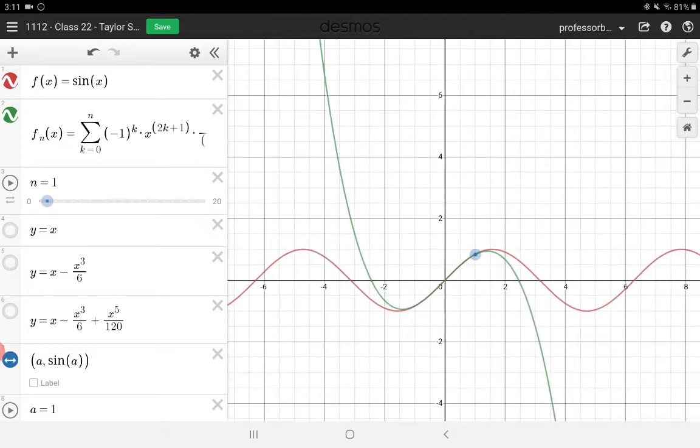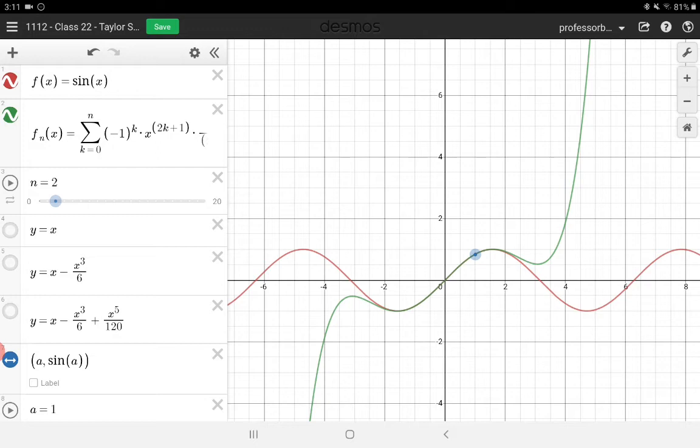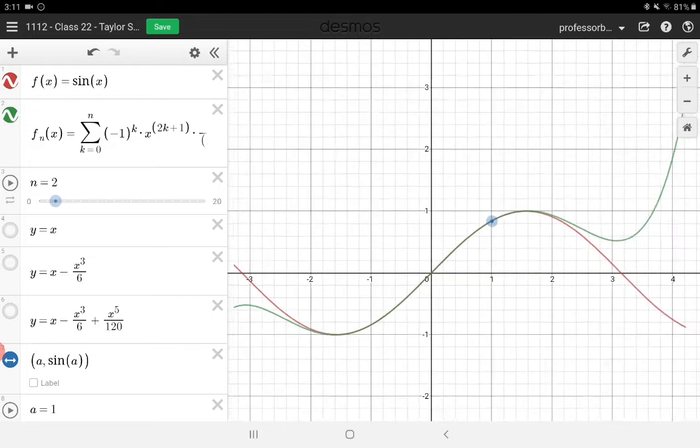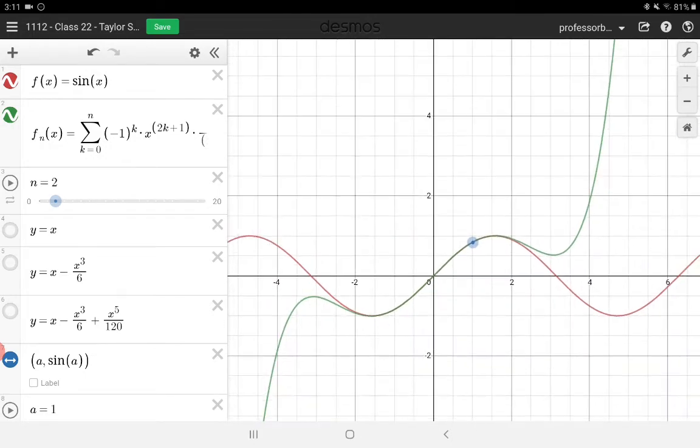If I zoom out even further, I can see it's obviously going to be a bad estimate further away from 0, because the sine curve just keeps oscillating between -1 and 1, but the cubic function is going to grow to positive infinity and negative infinity. But look what happens if I add another term and I bump it up to n equals 2. Wow, this is really good between -2 and +2 for x. And only if I zoom out even farther do you start to see that they're different.